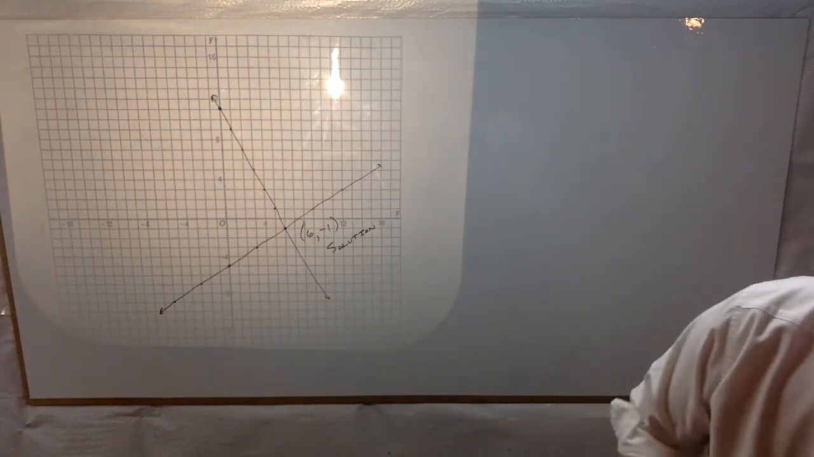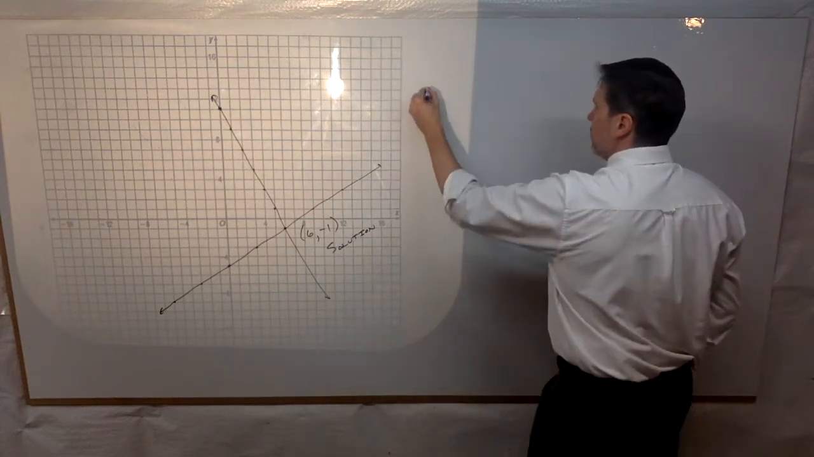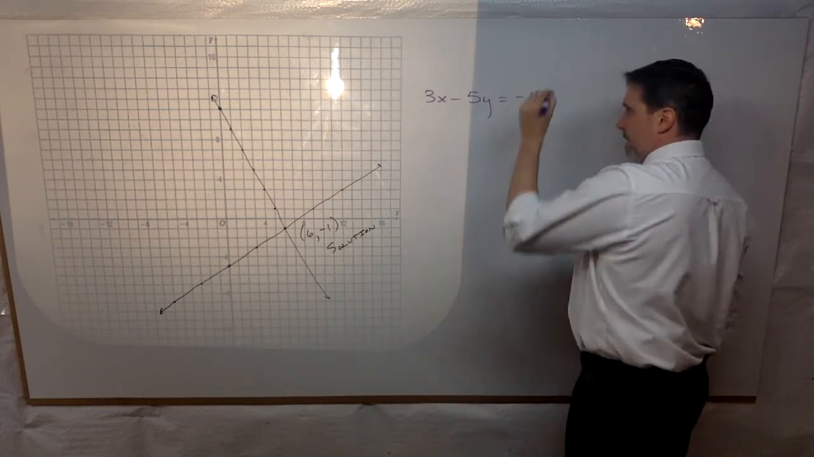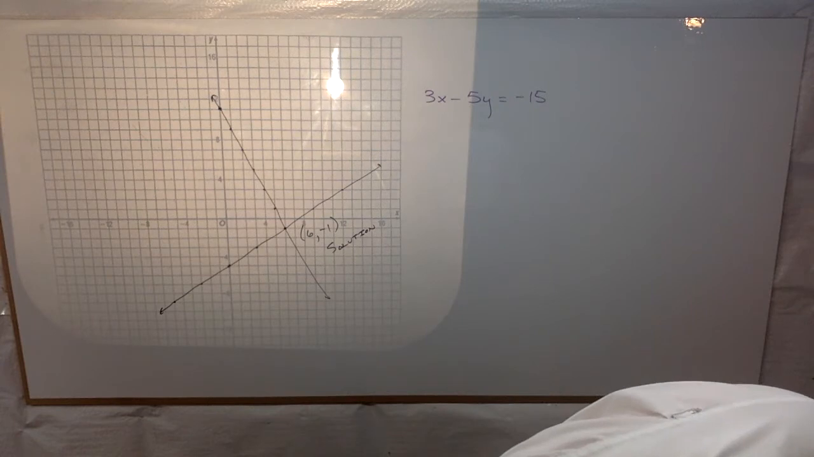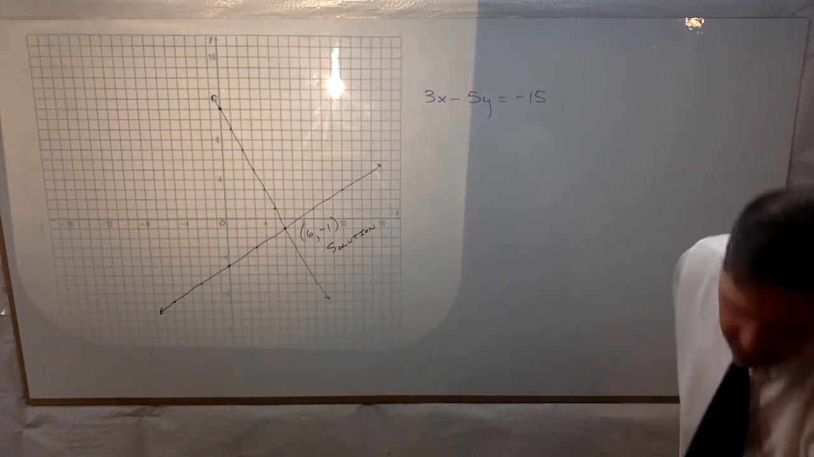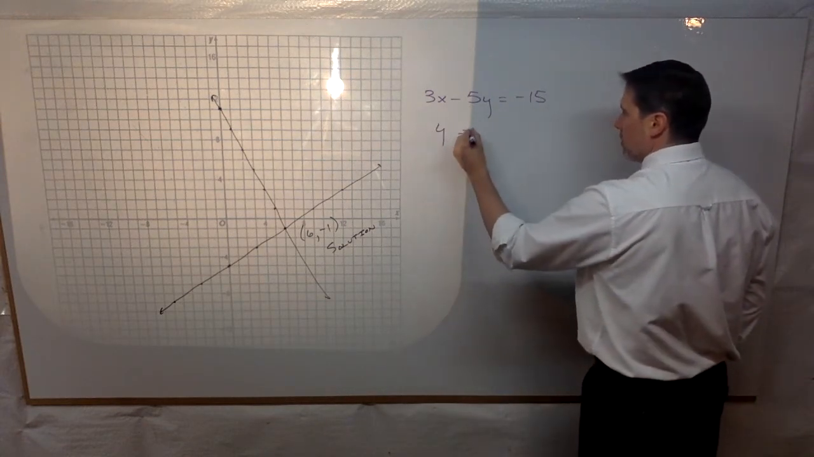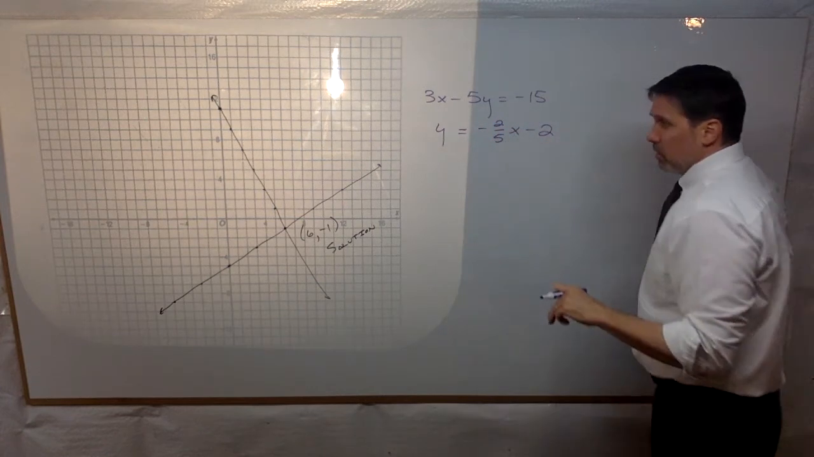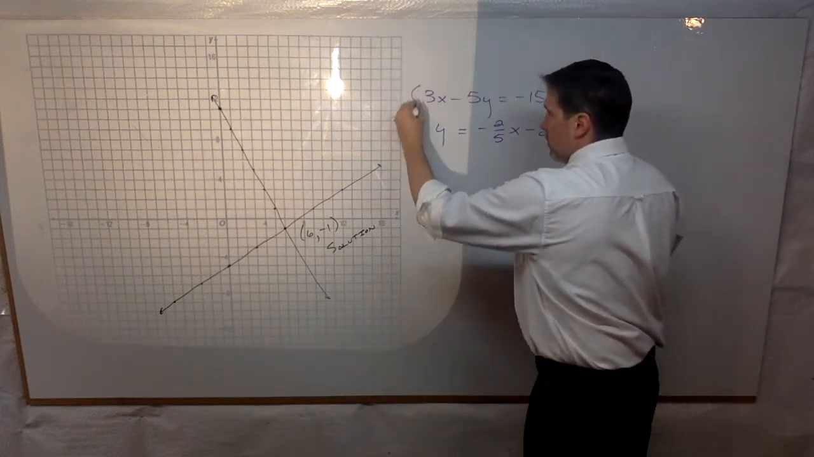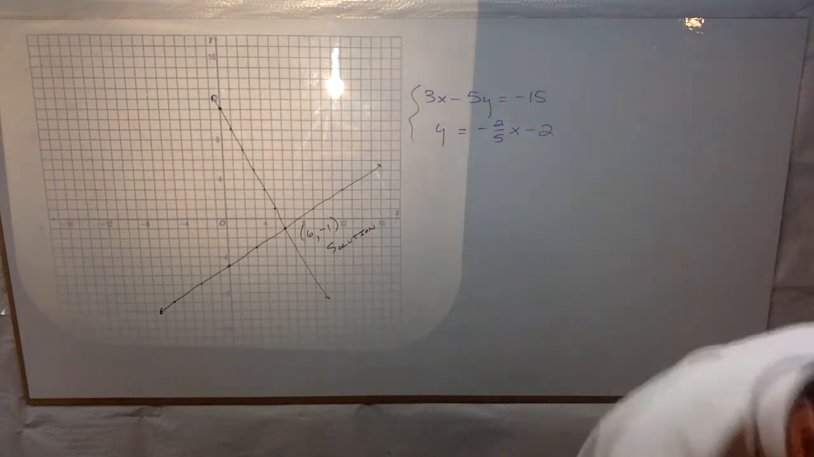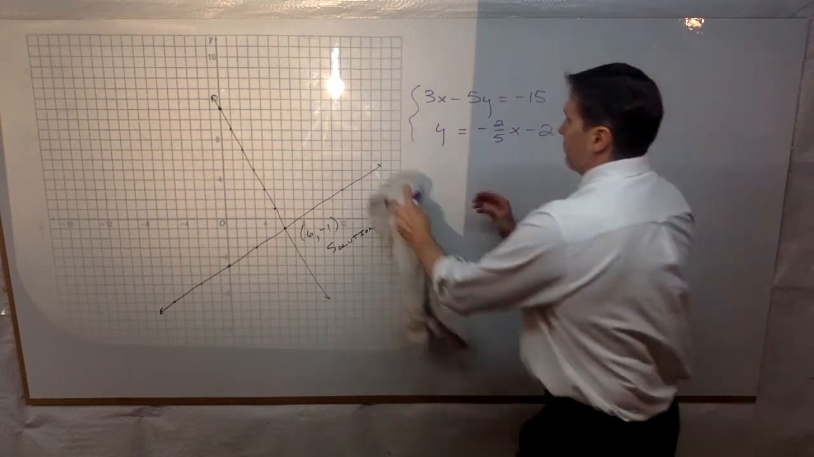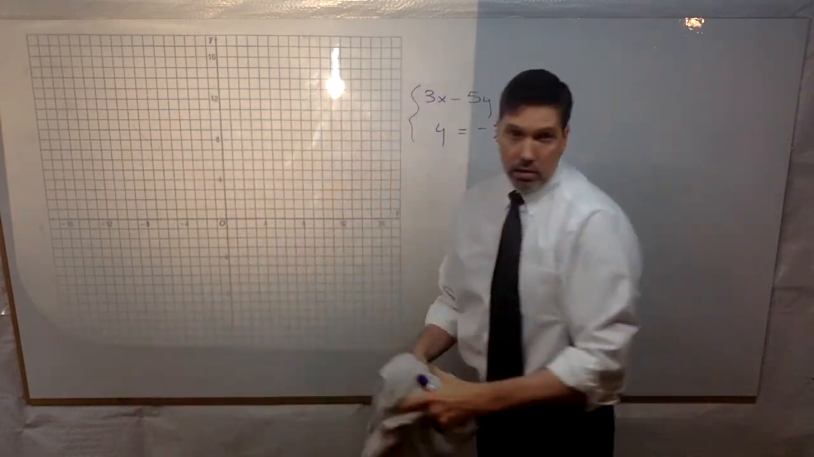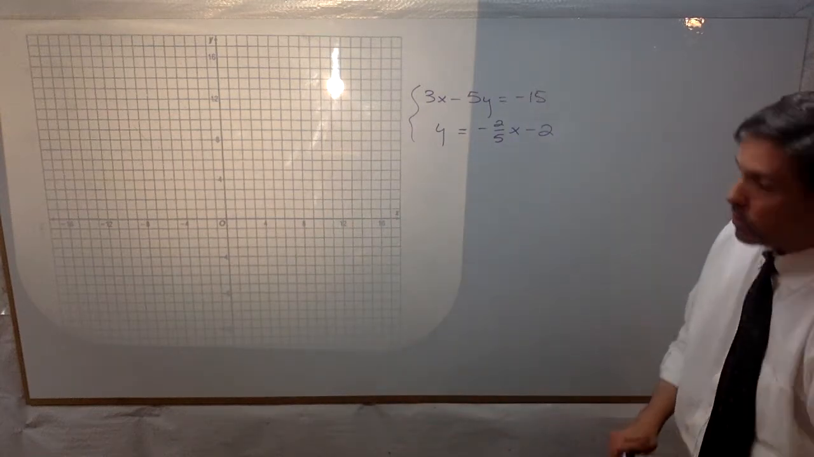Okay, second example, I got 3x minus 5y equals -15, and y equals -2/5 x minus 2. Okay, so again, these two together constitute a system of linear equations. So, the idea is we're graphing these out just like we did on the previous two, and we're going to see where they intersect here.